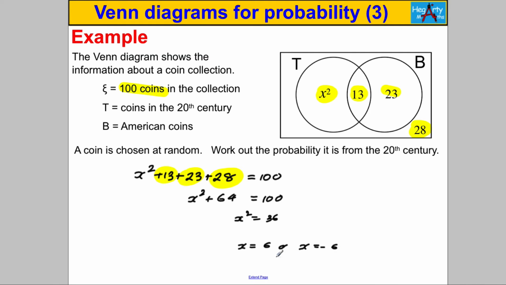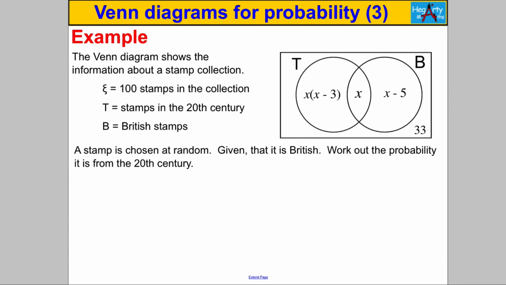We should then use these answers to populate our Venn diagram. If x was 6, then 6 squared is going to equal 36. Similarly, negative 6 all squared is 36 as well. Now these numbers now will add up to the 100. The question was, what is the probability it is from the 20th century? Well, everything inside the circle for t is in the 20th century, so these 36 add these 13, which is equal to 49, out of the total of 100. So the probability 20th century, as I said, is 49 out of 100, and we're done. Okay, last question. So pause the video and have a go.